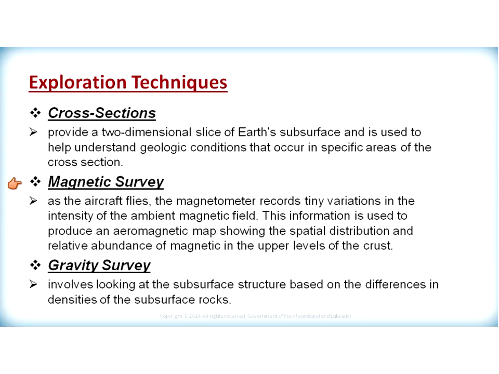An eighth exploration technique includes magnetic surveys. These are conducted as an aircraft flies. A magnetometer records tiny variations in the intensity of the ambient magnetic field within Earth. This information is used to produce an aeromagnetic map showing the spatial distribution and relative abundance of magnetic minerals in the upper levels of the crust.